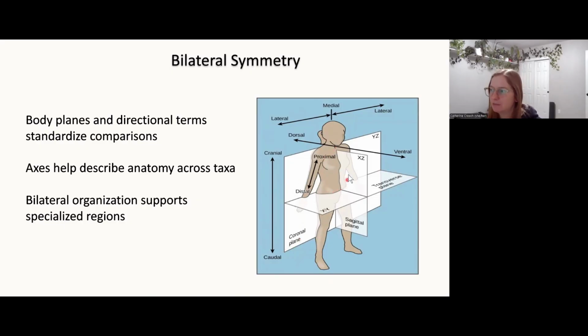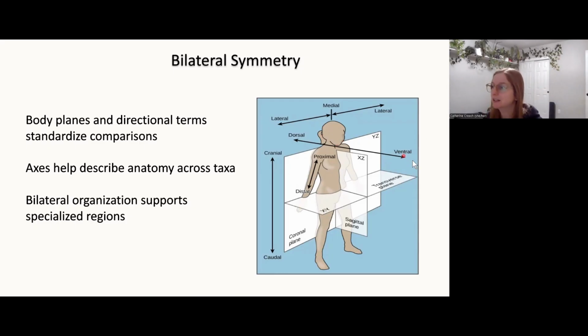Now here I have my torso. If things on my extremities are closer to my torso, I say that it's proximal. If they're further from my torso, I say they're distal. For example, my elbow is proximal to my wrist, which is distal. So this is further from my torso than my elbow is. So that helps you figure out how far down the extremity you go.